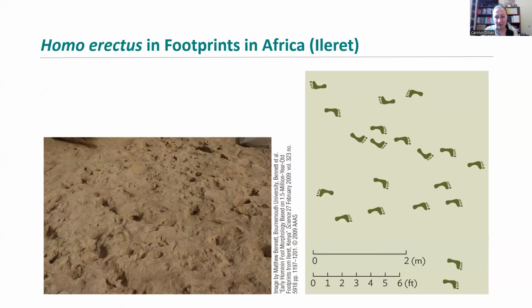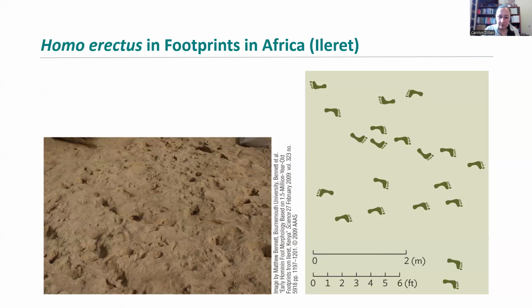indicating that the species moved exactly the same way that we do. The feet are arched like ours. The big toe is in line with the other toes. There's a few places where some of the mud kind of squished up between the toes, but that would be within the normal range of variation for modern humans as well. Though the brain was still outside the range of modern humans, the means of locomotion was essentially identical.